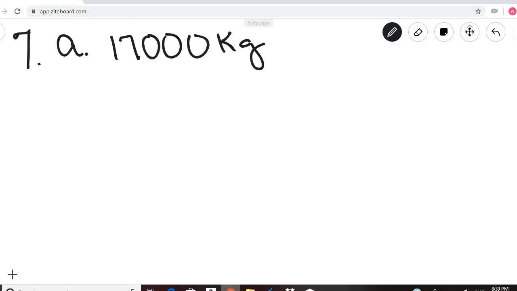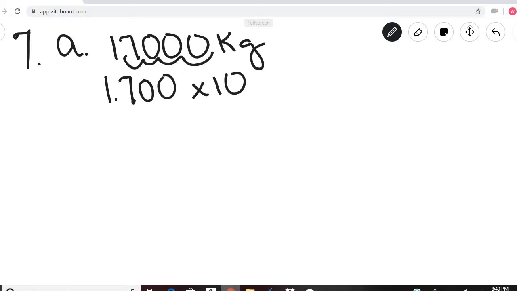Okay, number 7. Convert the following measurements into scientific notation with 4 significant figures. Okay, so A is 17000 kilograms. So first of all, get our 4 significant figures. So 1.700 times 10 to the, so how many places do we have to move the decimal place to the left? 1, 2, 3, 4. 10 to the 4th kilograms.